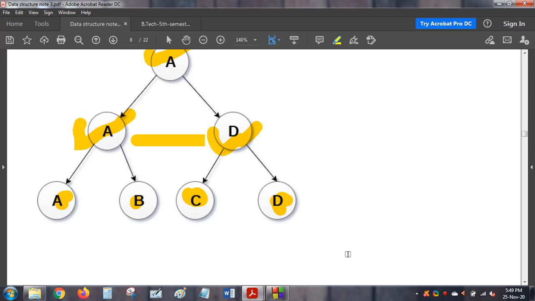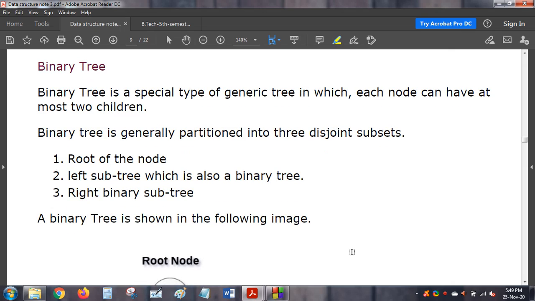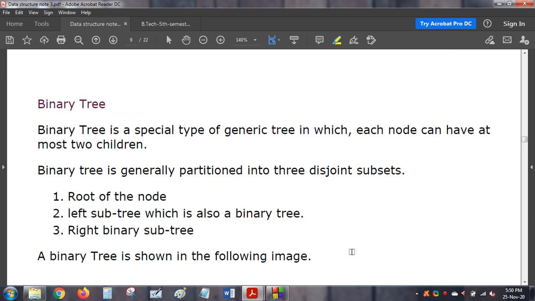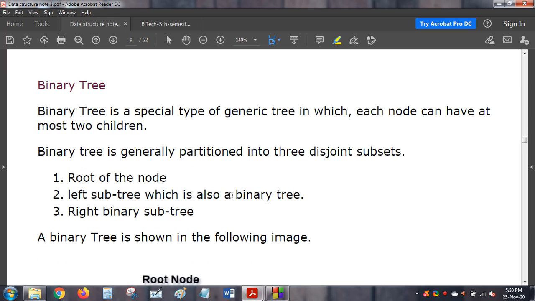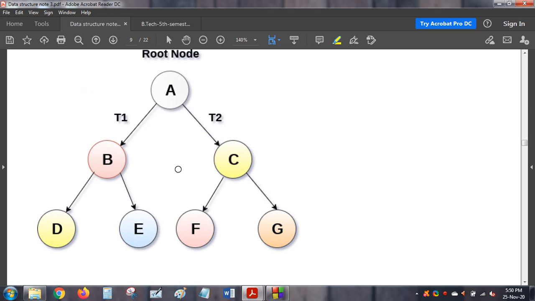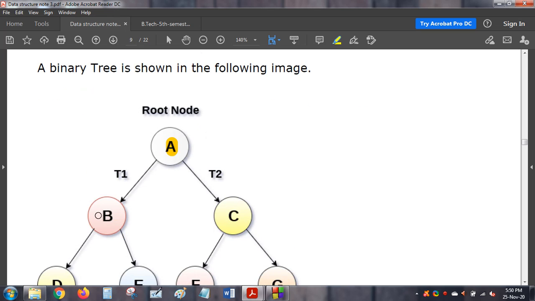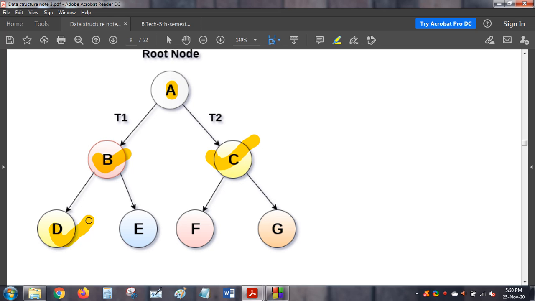Then we have the binary tree. A binary tree is a special type of tree. Each node can have at most two children. The left subtree of the root is also called a binary tree, and the right subtree is also a binary tree. What are binary trees? Binary trees will have at most two children. So see, they are having two children. All of them are having two children. So it's a binary tree.